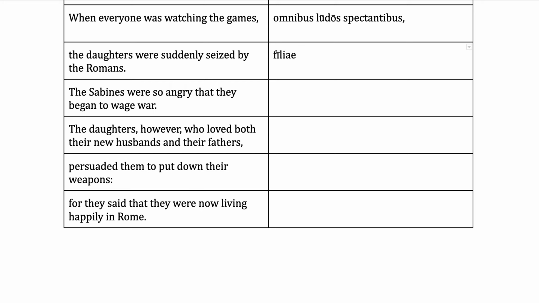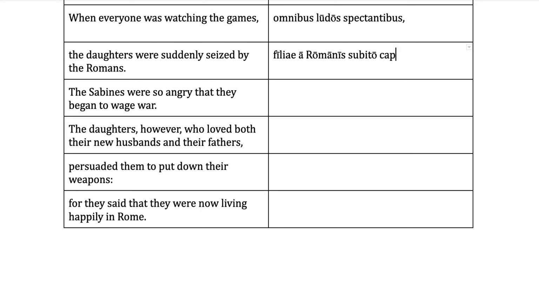we can have by the Romans. That might be the next thing to do. So the Romans is Romani, but in order to say by the Romans, you need a or ab plus ablative. So we need to put the Romans into the ablative case, Romanis, by the Romans, and then suddenly we can have the adverb. Suddenly is subito, and then they were seized.